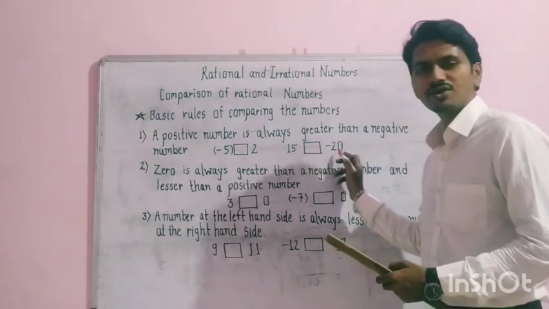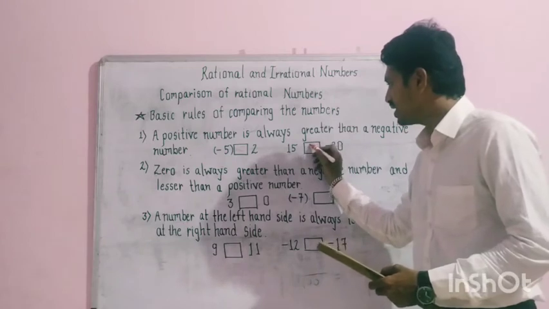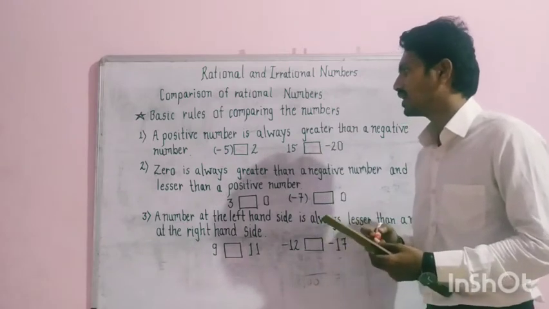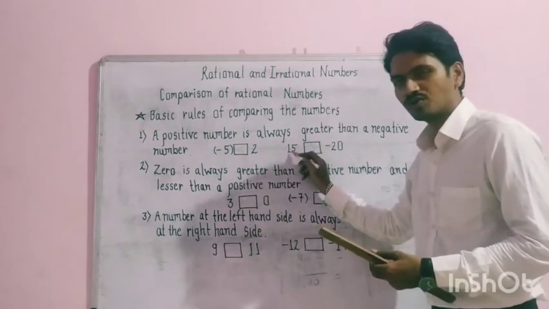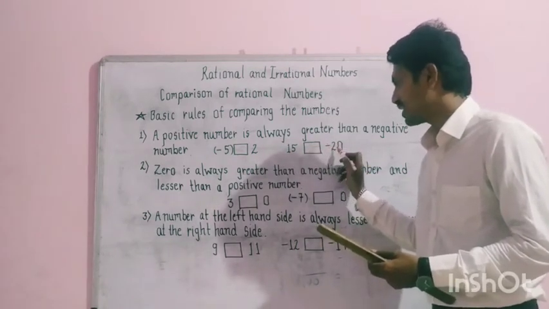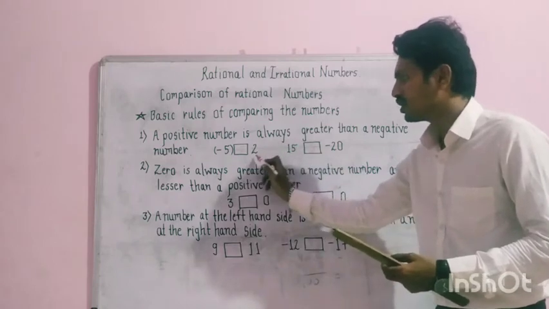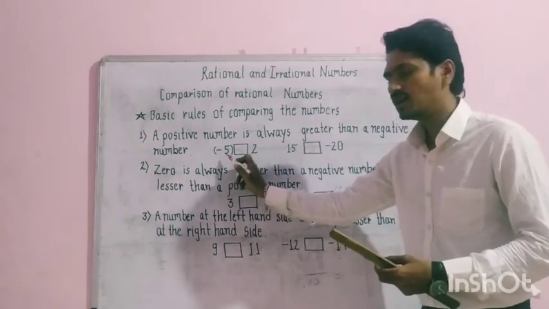15 and -20. 15 is greater than -20. Here we can say that the positive number is always greater than a negative number.